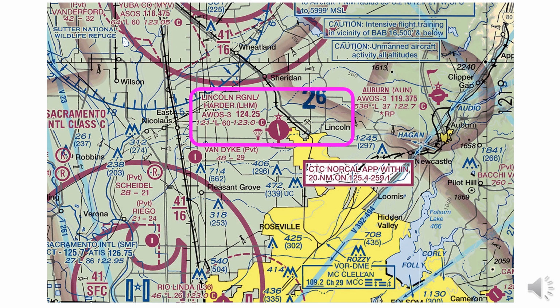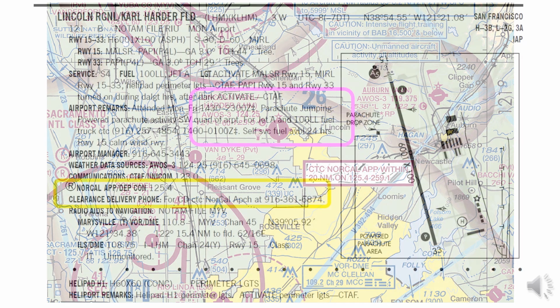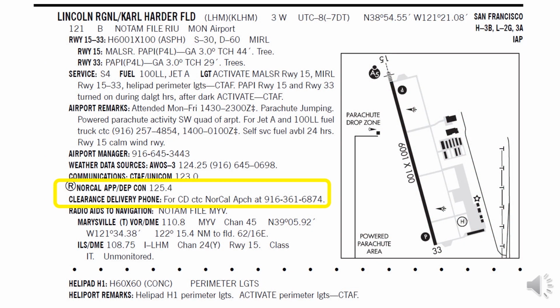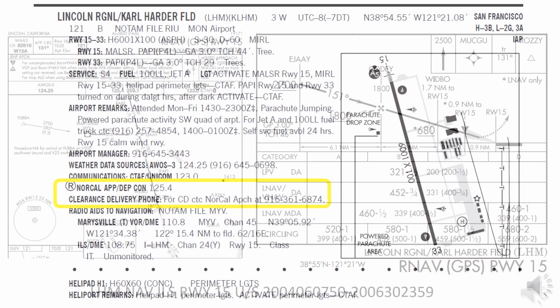As noted earlier, the destination, Lincoln, is another non-towered airport with Class G airspace at the surface. It lies near two Class C areas. Here's the chart supplement listing for Lincoln. It includes notes about hazards such as skydiving and powered parachute operations. The communications section includes a frequency for NorCal approach and a phone number that you can use to close an IFR flight plan on the ground.